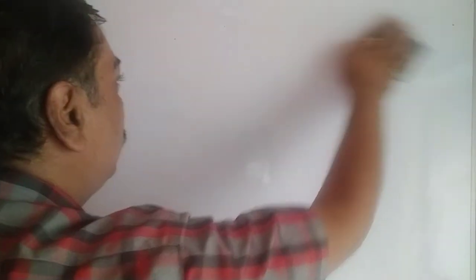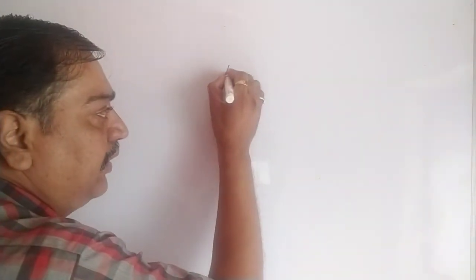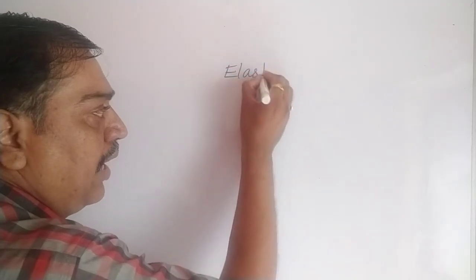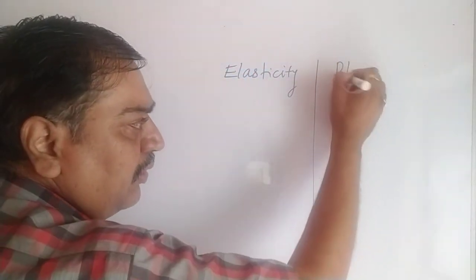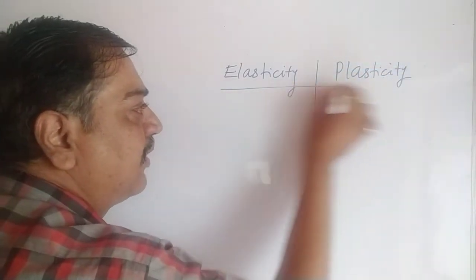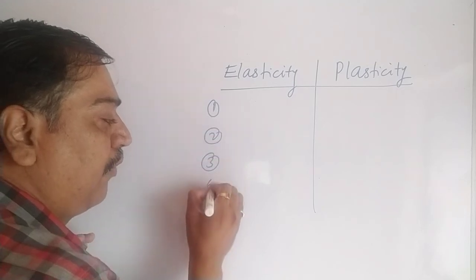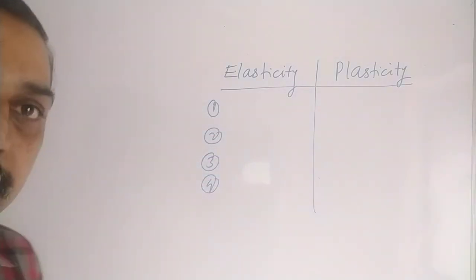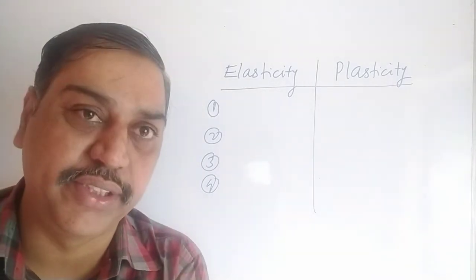Now just do one thing. I forgot to give you homework the other day. The homework for all of you: find out the difference between elasticity and plasticity. Just try to find out the differences. At least four differences you should find between elasticity and plasticity. You can give examples, you can give definitions.